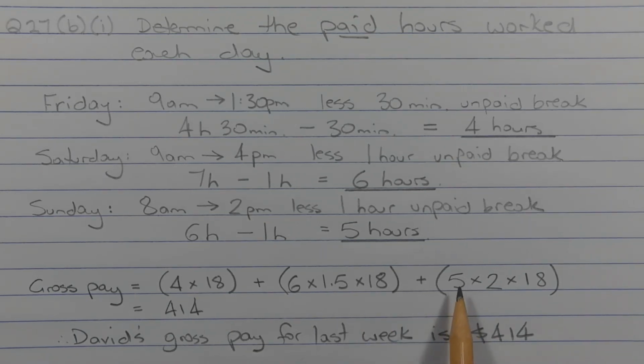plus 5 hours on Sunday at double time, which is why we multiply the 5 by 2, times $18 per hour, which is the standard weekday rate. And that equals $414. Therefore, David's gross pay for last week is $414.